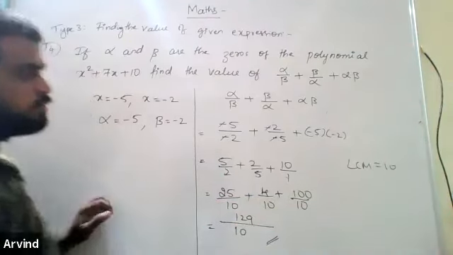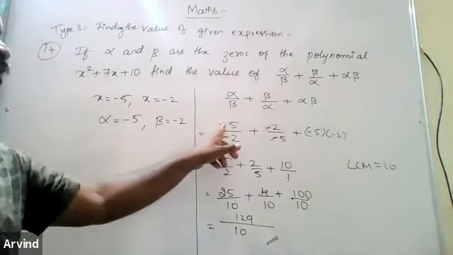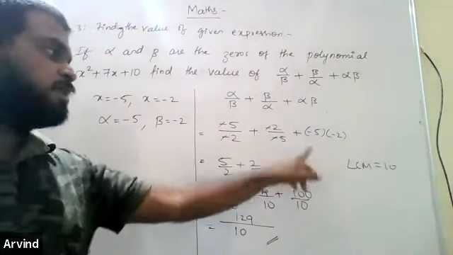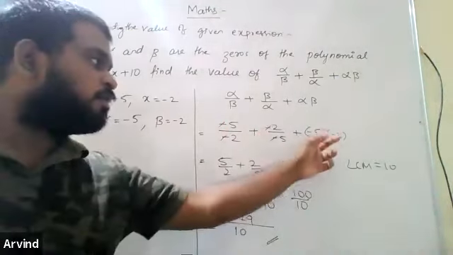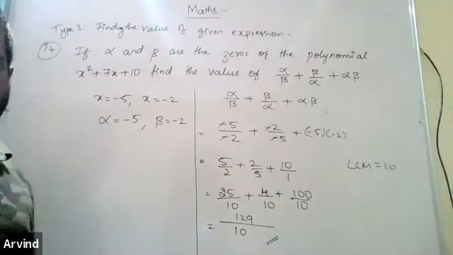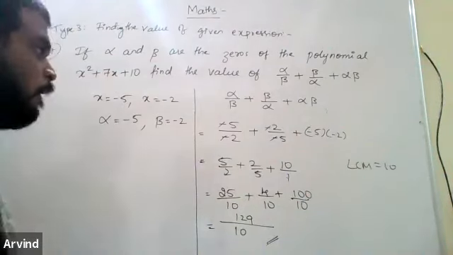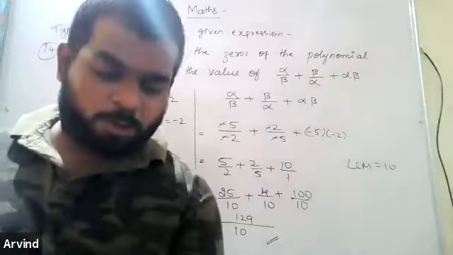Yeah, this is correct. Someone got 49, right? That's wrong. Please check it out. This is correct. Minus minus gets cancelled, minus and minus is plus. 5 2s are 10. Then take LCM and solve it. Is it clear? Yes, sir. Okay, I hope it is clear.